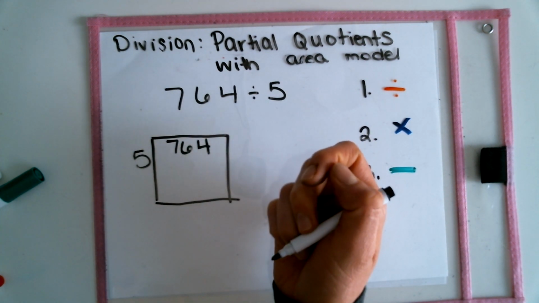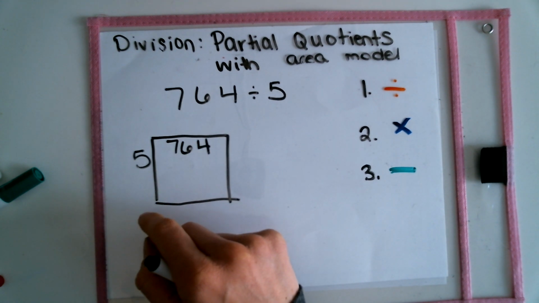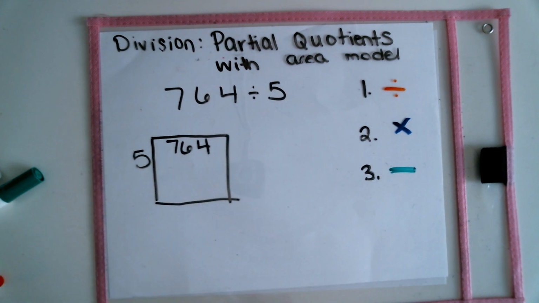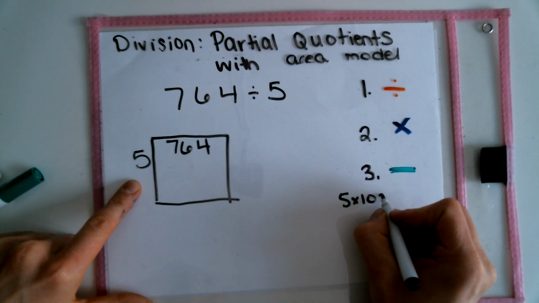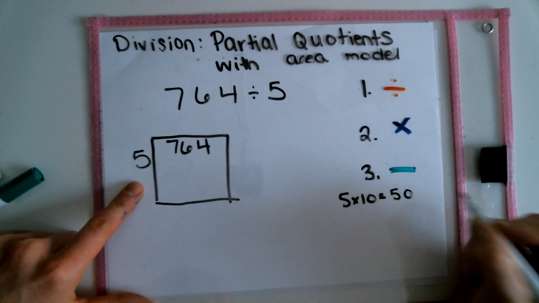And I'm going to be thinking about how many groups of 5 can I pull out of this 764? Okay, so let's think about it over here. 5 times 10, powers of 10. That's always our go-to, right? 5 times 10 is 50.